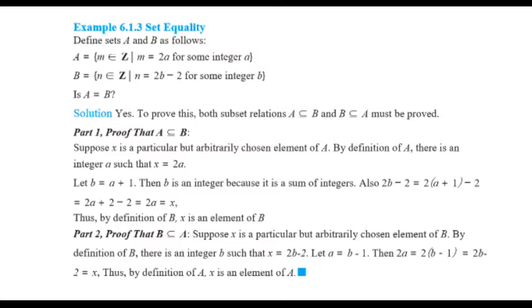So we prove that X can be written as 2 times A, where A is an integer. And then as a result, we can say by the definition of A, we have proved that X also is an element in A. So from the assumption of X belongs to B, we reach the conclusion of X belongs to A. So the second part is also proved. So B is a subset of A, and we have proved before that A is also a subset of B. From these two proofs, we conclude that A is equal to B based on the definition of set equality.